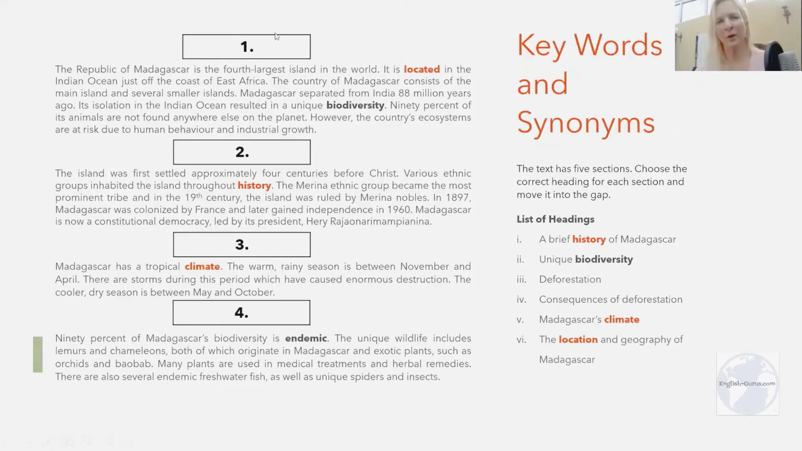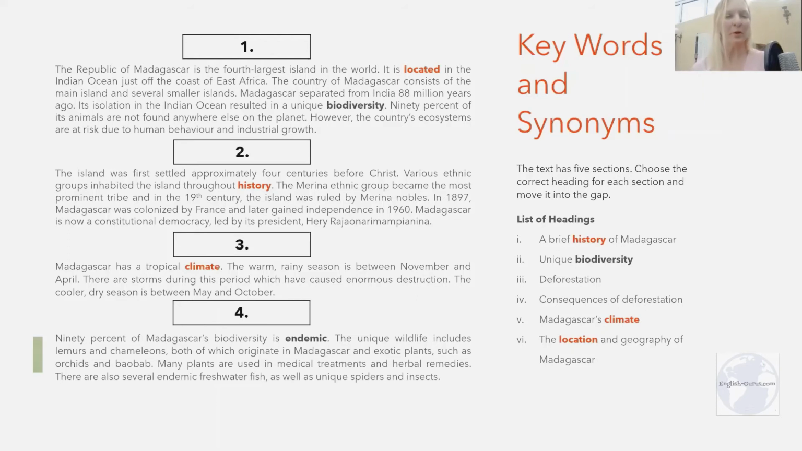Okay, let's try paragraph number 2. The island was first settled approximately 4 centuries before Christ. Various ethnic groups inhabited the island throughout history. The Merina ethnic group became the most prominent tribe, and in the 19th century, the island was ruled by Merina nobles. In 1897, Madagascar was colonized by France and later gained independence in 1960. Madagascar is now a constitutional democracy led by its president, Harry Rajaonarimampianina. That was tricky. That's a difficult word.